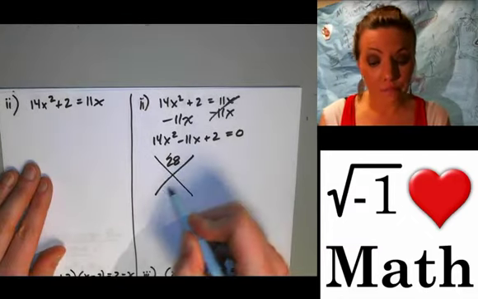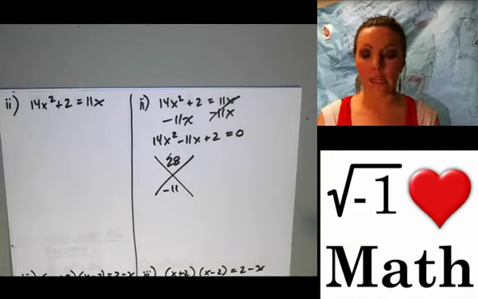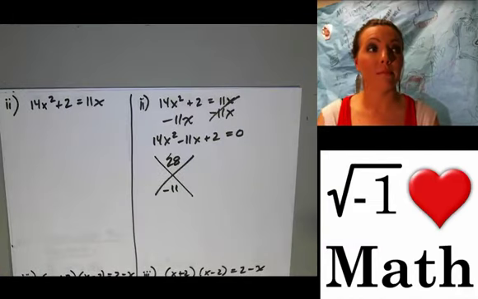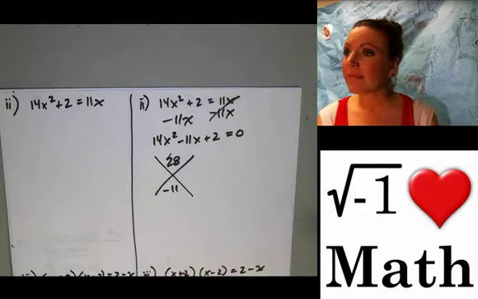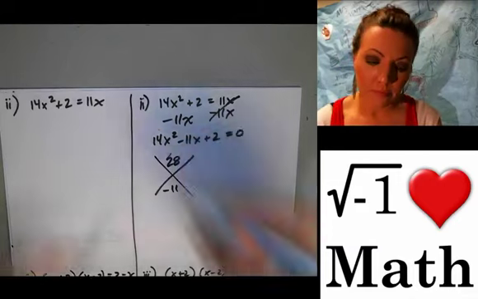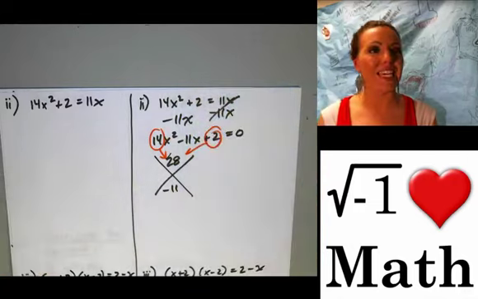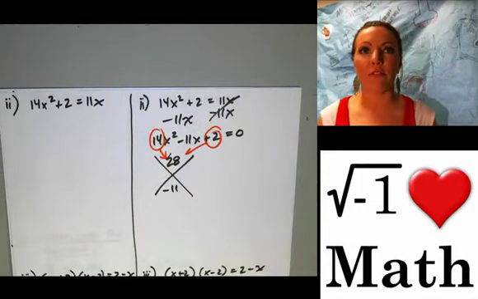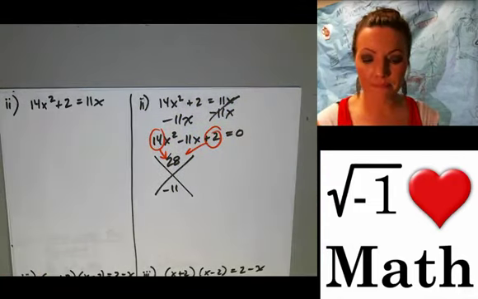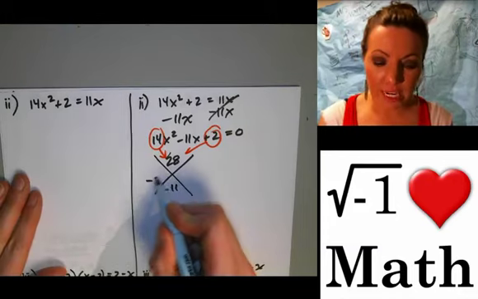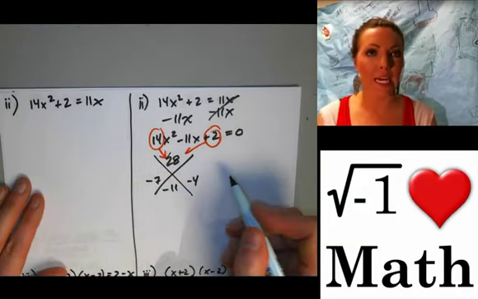Good. Now, why 28 instead of 2? Samantha. Because you have to combine the A and C. Right. Exactly. 14 times 2 is 28. Always multiply the first and the last. Alyssa. Good. Negative 7, negative 4. Everybody give it up for Alyssa and Samantha for the last 2 things.